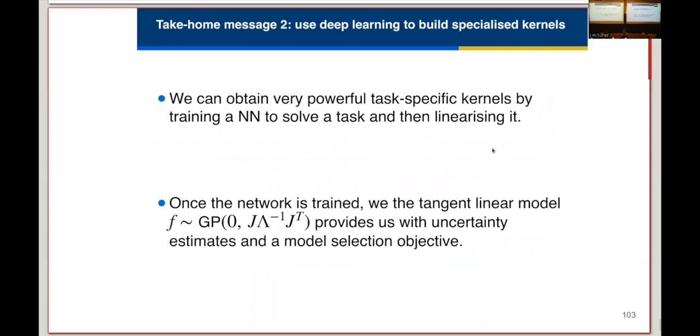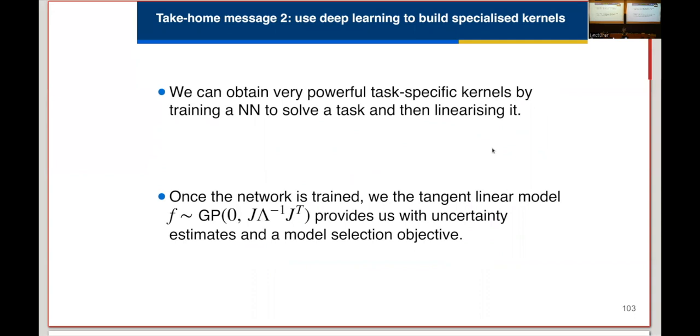Just to conclude, we can take these neural networks that make very accurate point estimates, linearize them, obtain a corresponding linear model, be Bayesian on this linear model, and do hyperparameter tuning on the linear model to obtain better estimates. And that seems to be working quite well in practice.